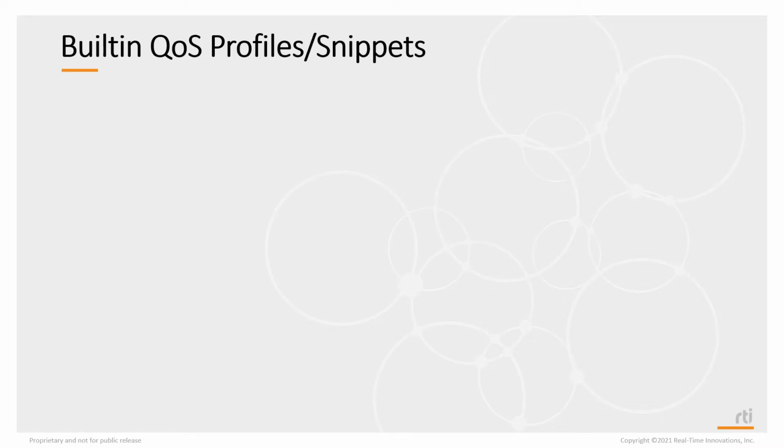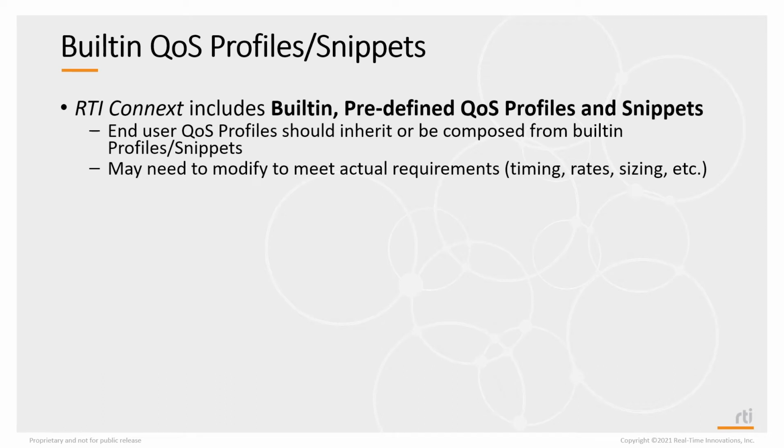So based on those factors, what RTI has decided to do is include what we call built-in QoS profiles and snippets. These are QoS profiles and snippets that have been predefined by RTI based on our experience. We are certainly the most experienced in our own product and in the DDS specification in general, and in how our product may be used by different customers for different use cases.